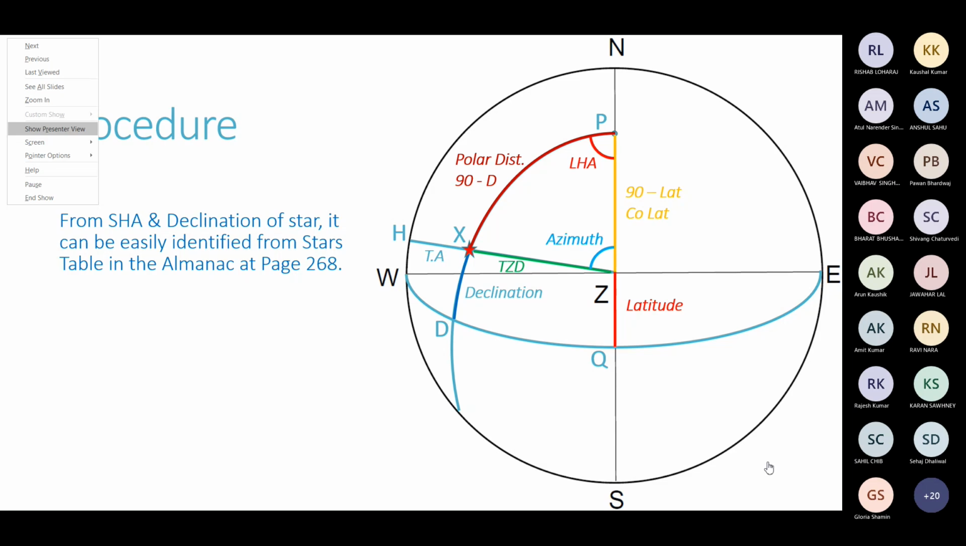Great. Then you have understood the application of the rational horizon diagram and the PZX triangle. That's a very critical topic understood. So let's close the presentation then.